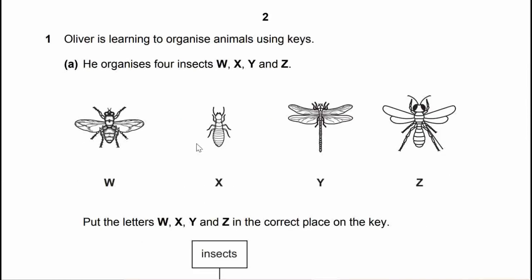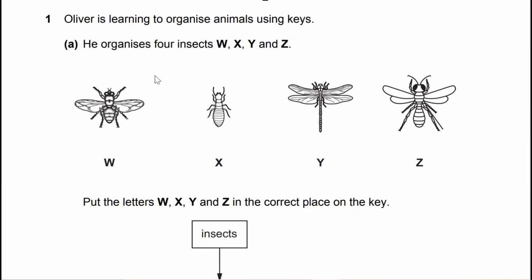Oliver is learning to organize animals using keys. He organizes 4 insects, W, X, Y, Z. So first we'll go over all the questions. You may take a screenshot of it and pause for some time for practice, and then we can see the mark scheme together.